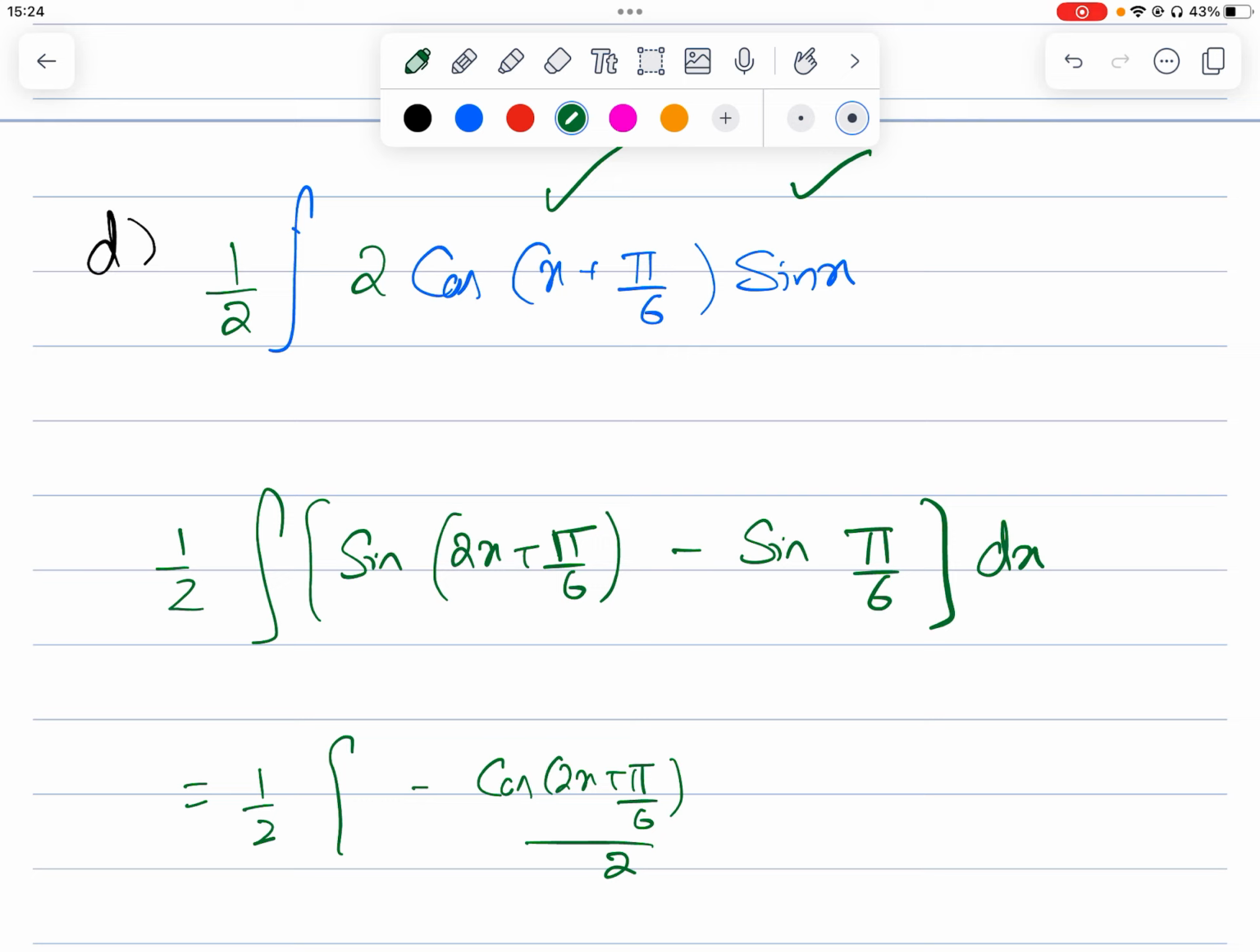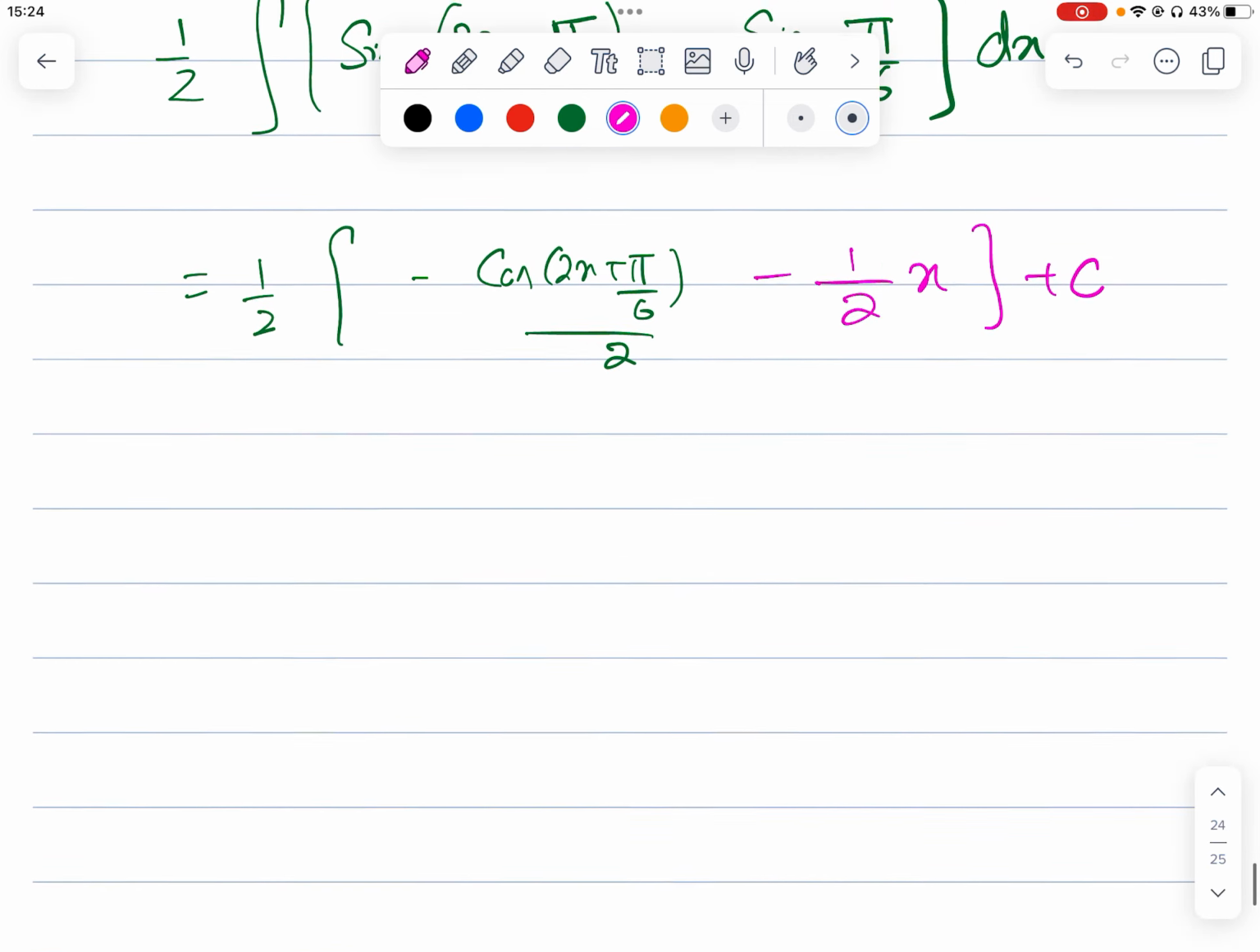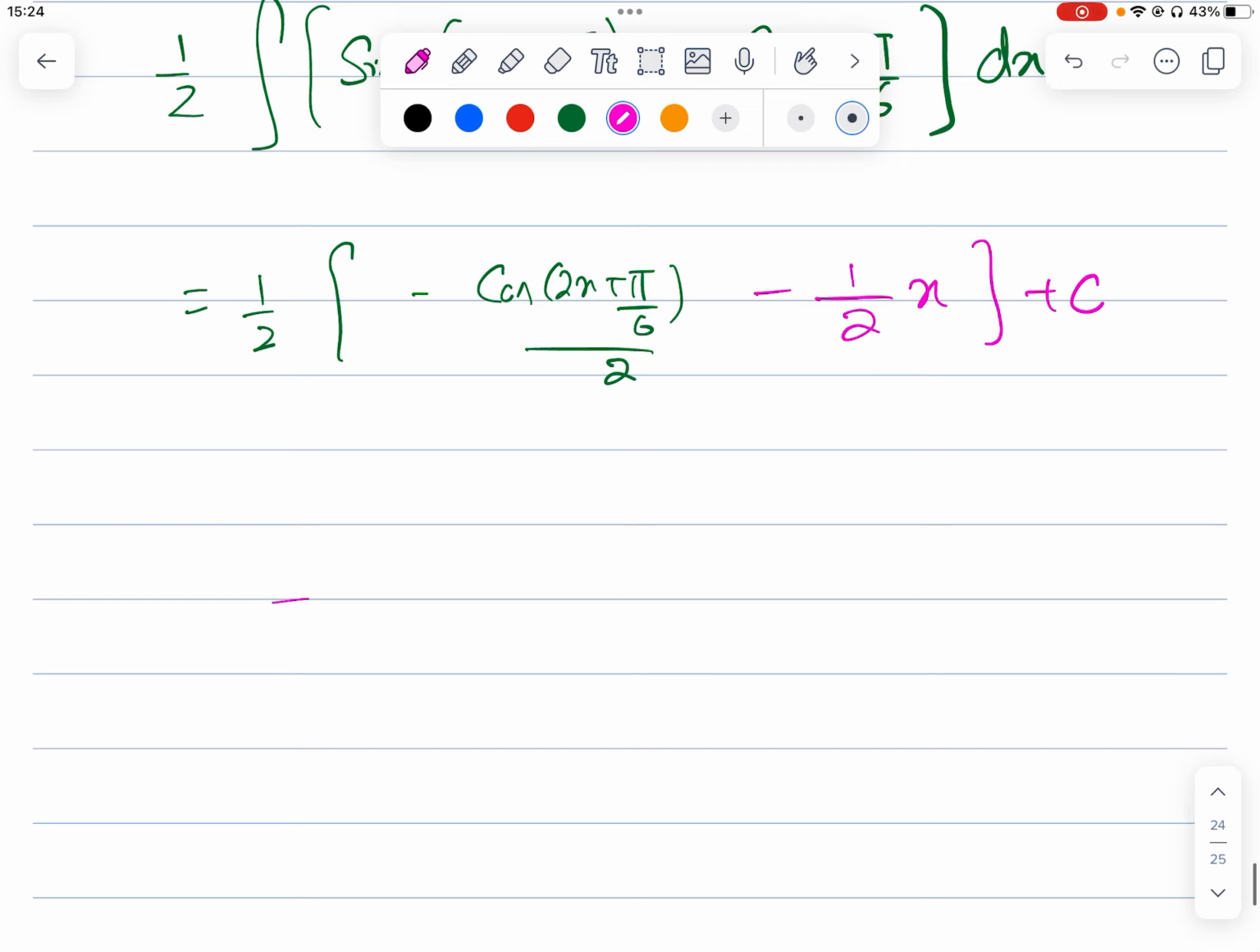Then minus sine pi by 6. Basically sine pi by 6 is nothing but how much? Sine 30, which is 1 upon 2. So the integral of 1 upon 2 is 1 upon 2x plus c. It's a number. Sine pi by 6 is a number. 1 upon 2, the integral of 1 upon 2 is 1 upon 2x. So the final answer will be negative 1 upon 4 cos of 2x plus pi by 6 minus 1 upon 4x plus c. This is going to be the answer.